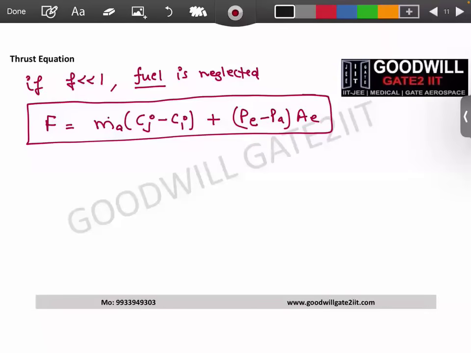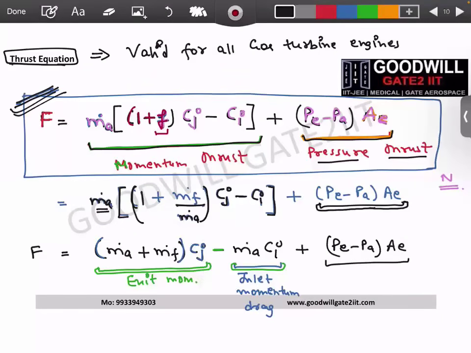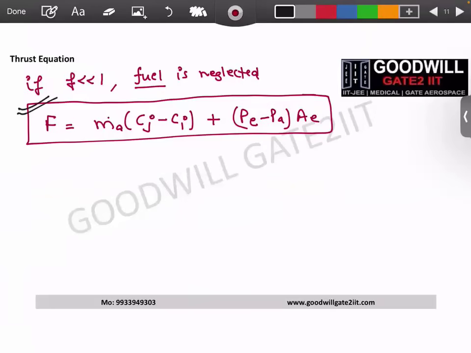So numericals are asked on this. Numericals are asked on this as well. And the third case is, please listen to me very carefully, and we need to understand this concept very properly in nozzles. If the pressure of gases which are coming out from the engine, PE, is exactly the same as atmospheric conditions.